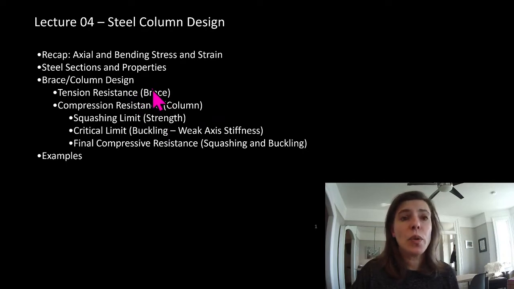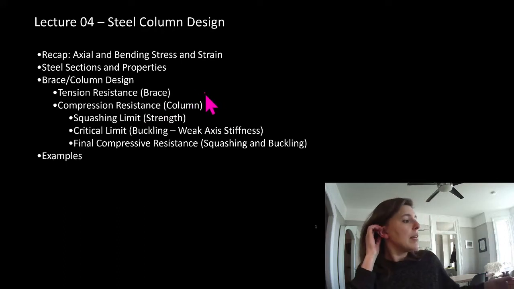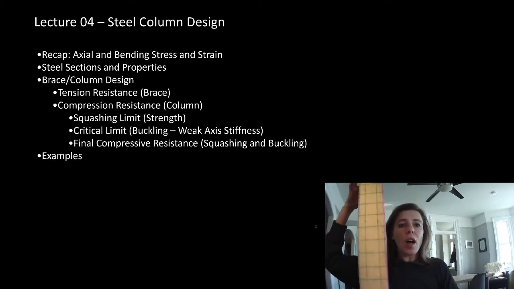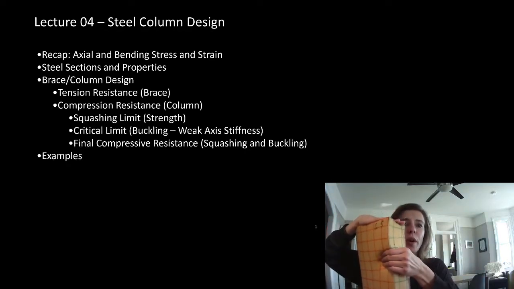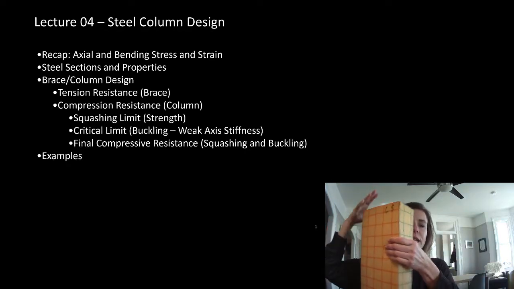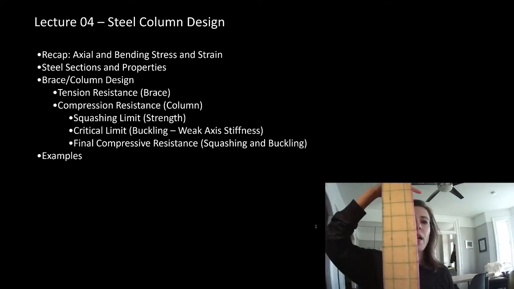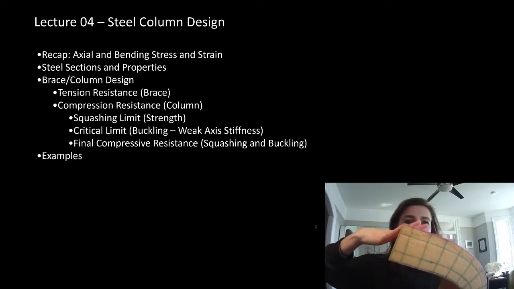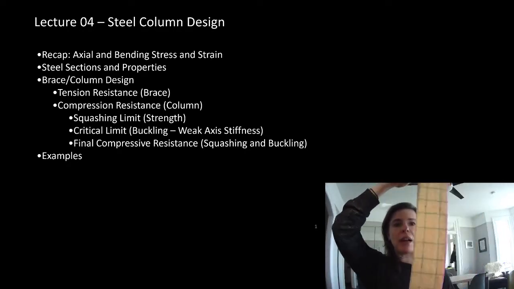Tension resistance we'll use for braces, and compression resistance we'll use for columns. Now, tension's pretty easy. We pull on it, and it's just like that. Columns, if they're nice and short, no problem. But what happens when our columns are slender relative to their length? When we push on them, they try to buckle.